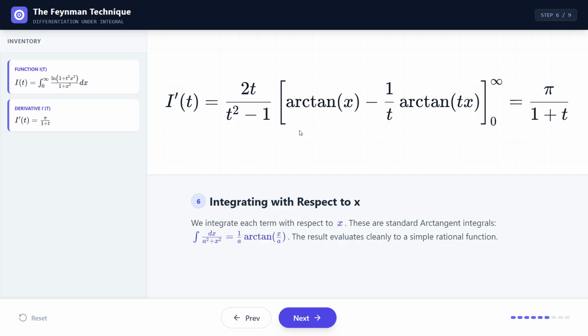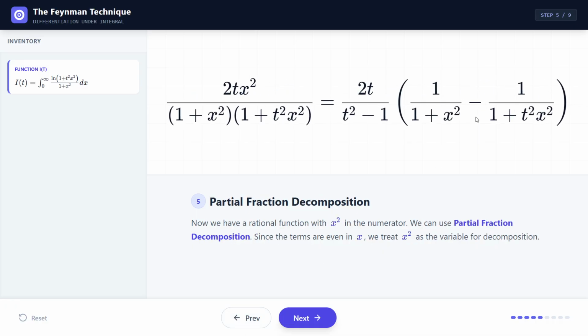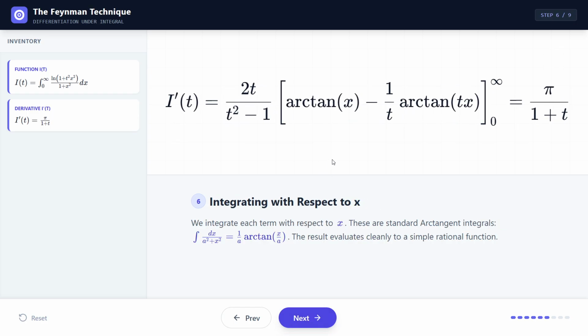And that evaluates to this. If we take the antiderivative, we're going to get arctangent x and 1 over t arctangent tx, respectively, for these two antiderivatives. And then we evaluate at the bounds. You'll notice at infinity, this becomes pi over 2, and this will become pi over 2t. And at 0, both of them go away. So there's a lot of algebra you have to do, a lot of simplification, but ultimately it simplifies to pi over 1 plus t. So that is our I prime of t.